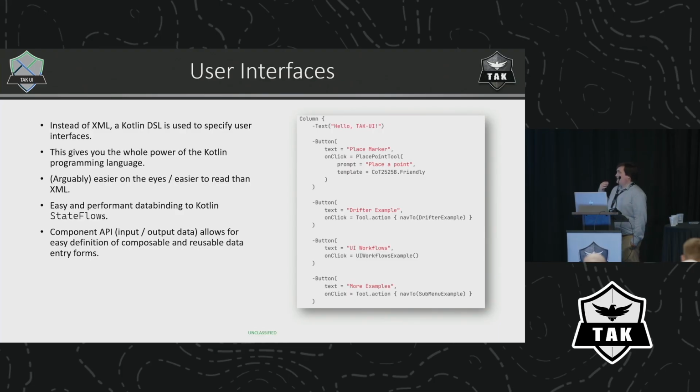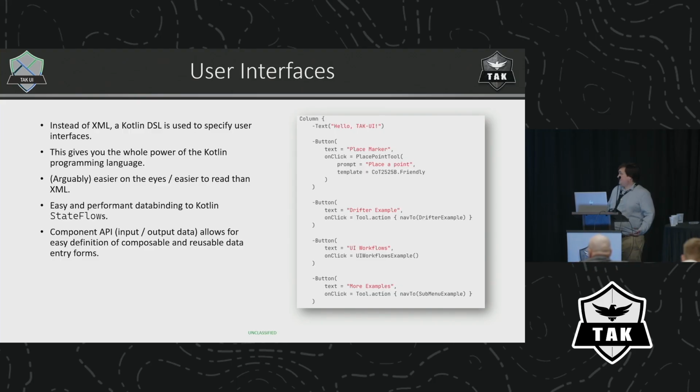So this is what a TAK UI user interface looks like. Basically, instead of XML, we use this Kotlin domain-specific language. And if you want to, you can kind of think of it as a different syntax for XML. So rather than having the angle brackets, you just have these curly brackets that denote your blocks. And you just have your UI layouts, your columns, your rows, and your various UI widgets.